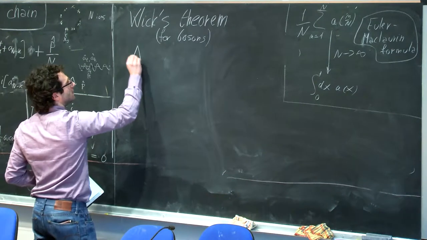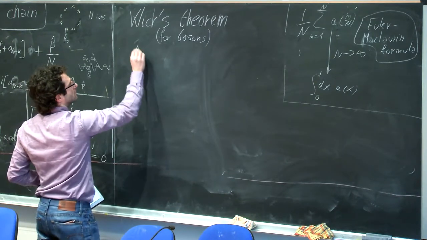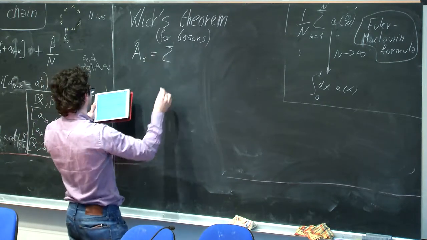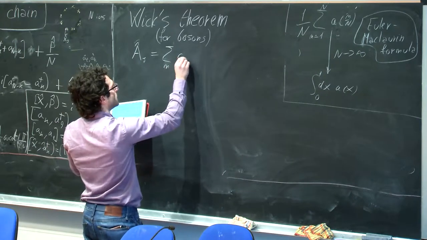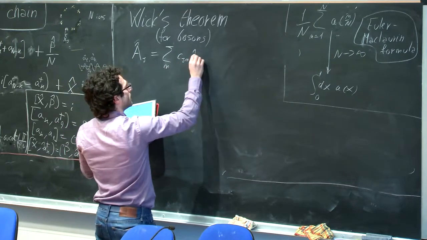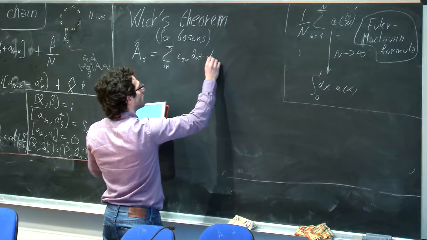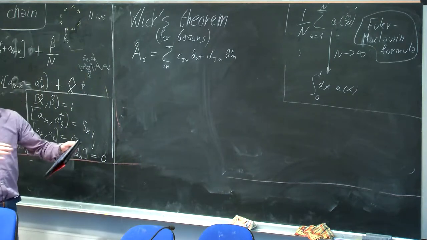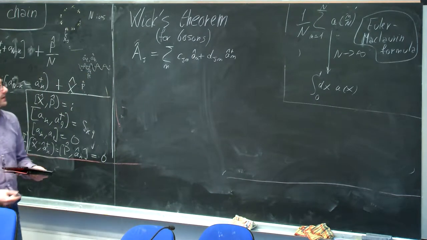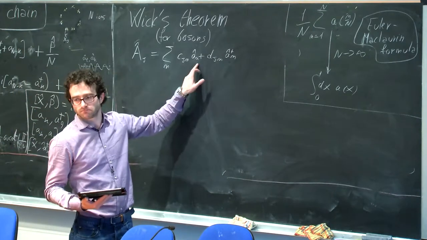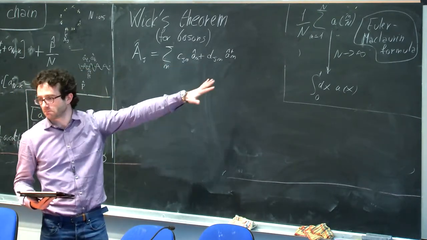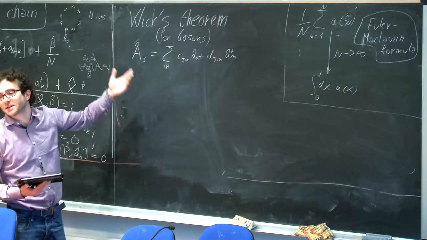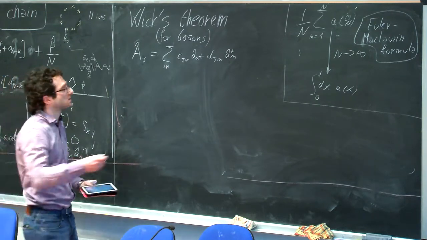Let's assume that you have operators of this form: A_j equals the sum over n of c_jn a_n plus d_jn a dagger n. So linear combinations of your creation and destruction operators of particles, an arbitrary linear combination. I put this label j just to indicate a particular linear combination which depends on some index.